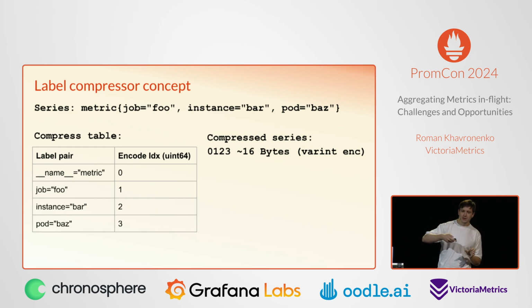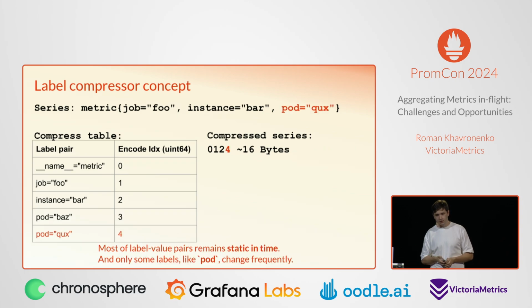Encoding this time series would mean that the time series you see on the screen will be just expressed as 0, 1, 2, 3, the 4 uint64 digits. Using varint encoding, we're reducing it on average by twice, so 16 bytes per this time series. When we see a new time series, we add to the compressed table only that label value pair that we didn't see before, and we encode it as 0, 1, 2, 4.